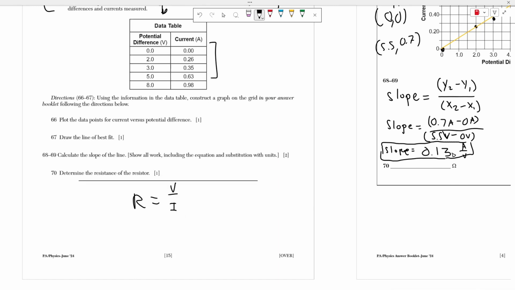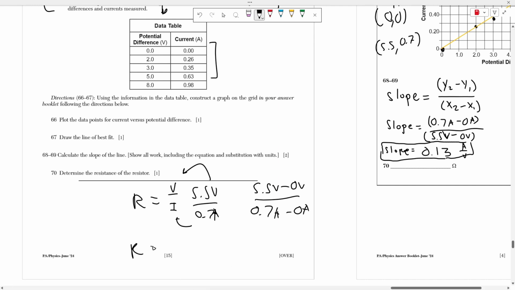If I look at my slope, I have I over V. I have amps, which is my current, being divided by voltage. To find my resistance, I need my voltage divided by my amps. So what I can do here is I can just flip this. I can do 5.5 volts minus 0 volts divided by 0.7 amps minus 0 amps and get 5.5 volts over 0.7 amps. Guess what? Amps is current and volts is, well, voltage. So I can do 5.5 divided by 0.7 and I can get that my resistance is going to equal 7.85 or 7.86 ohms.